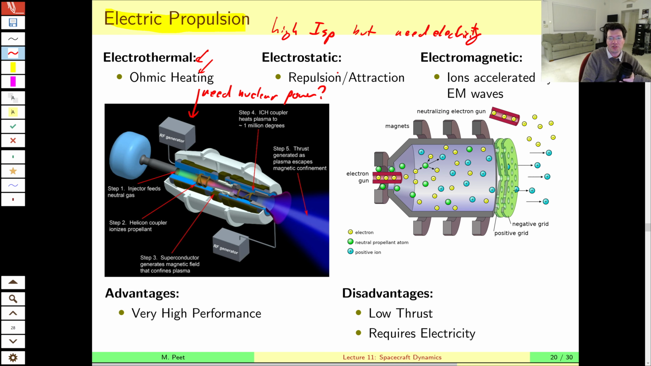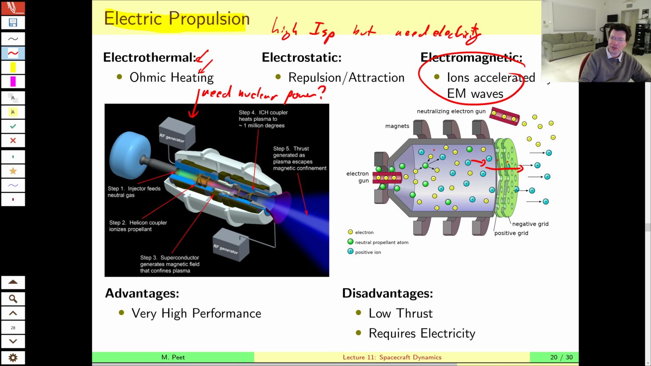Electrostatic, so you produce charges or use a capacitor to produce charge differences between plates, for example. Ion engines, for example, are electrostatic. That charge difference, that electric potential, accelerates charged particles, in this case out the back of the rocket.